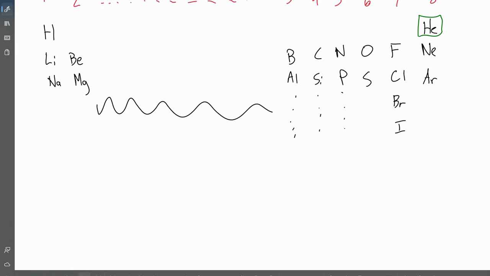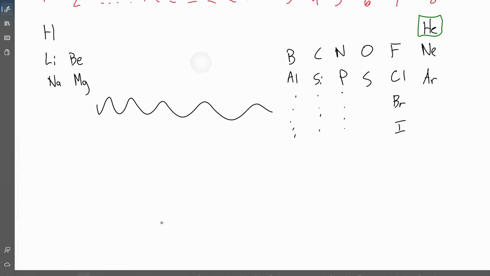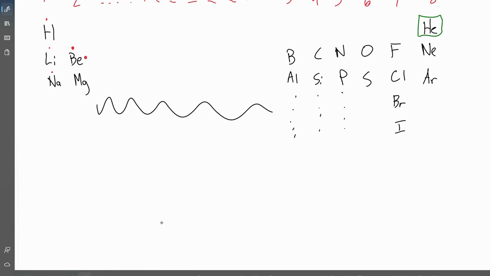So if I were to draw the single Lewis structure of these, everything that has 1, we just put 1 electron around it. Everything that has 2, we put 1 electron, and the second electron goes on a different side, because electrons repel each other. They can't be right next to each other, especially if they have an option not to be.